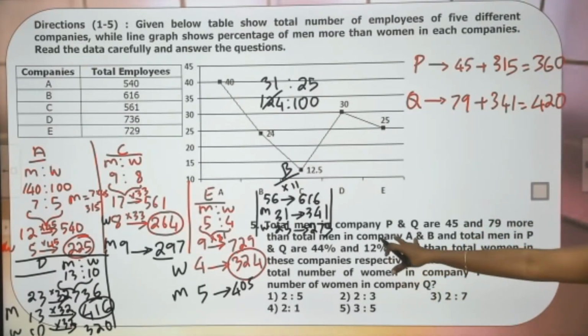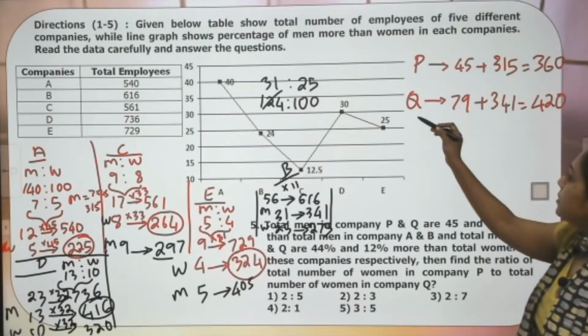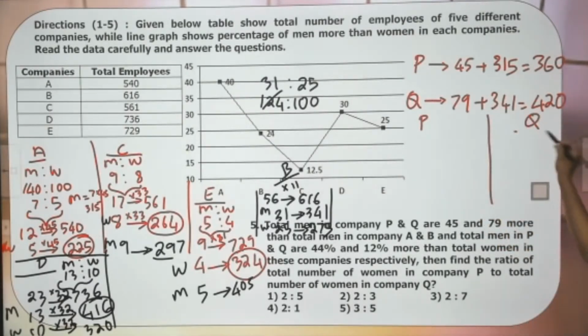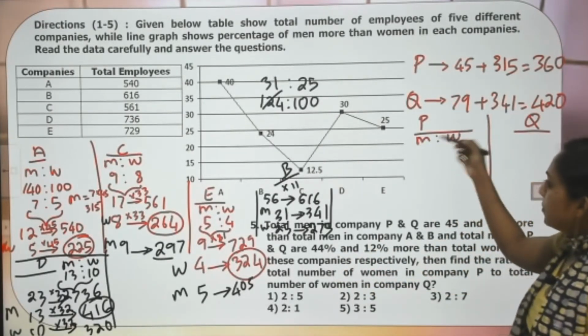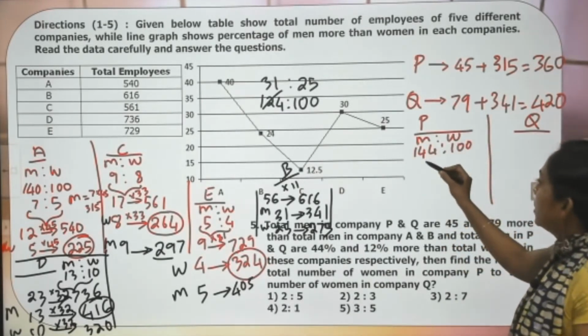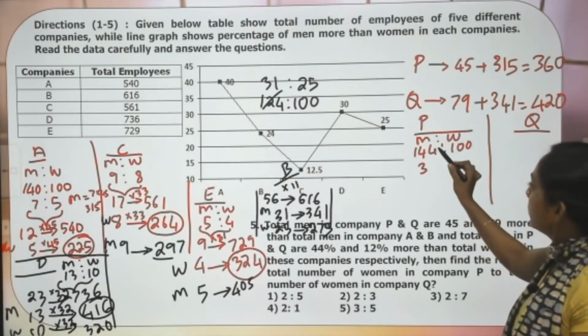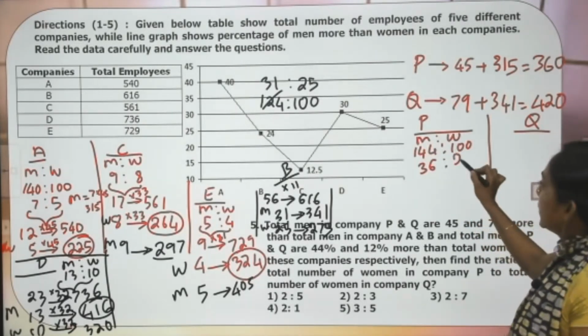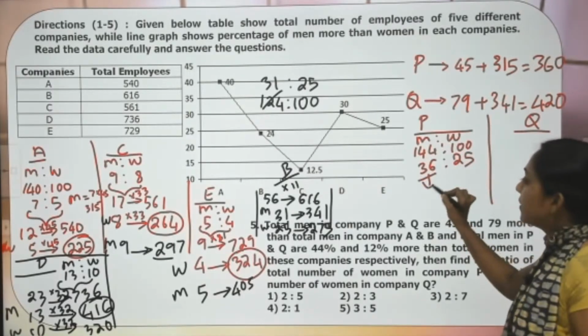Now next up, the total men in P and Q are 44% and 12% more than total women in these companies respectively. So here for company P, this value is 44% more. So men is to women, that is 144 is to 100. Simplifying with 4, that will be 36 is to 25. So this value of 36 is the number of men. So we know the number of men is 360.